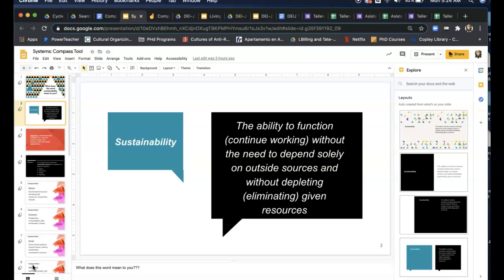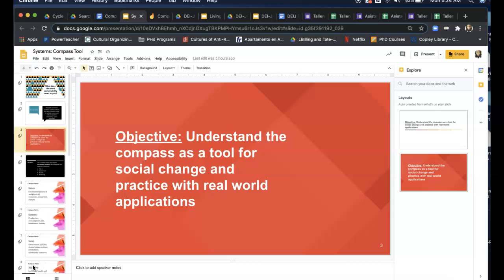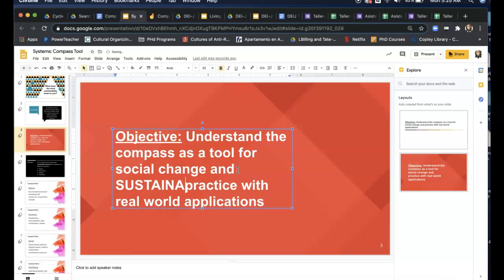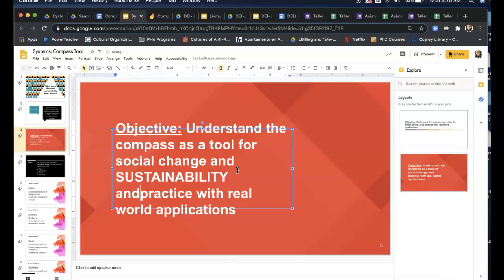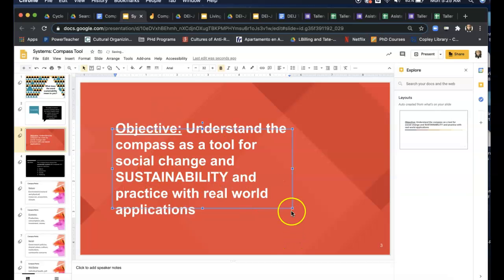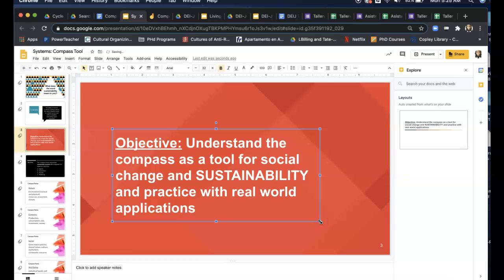And that will lead you into introducing the objective for the day. After sharing this definition with them, maybe ask a few folks what stands out about the definition or how this compares to what they had written down. And then the objective is we're going to understand the compass as a tool for social change and sustainability, and practice with real world application. So tell them this is our objective, is understand a new tool, especially for the purposes of sustainability over the next couple of days. So have them immediately go ahead and just get out their notes.